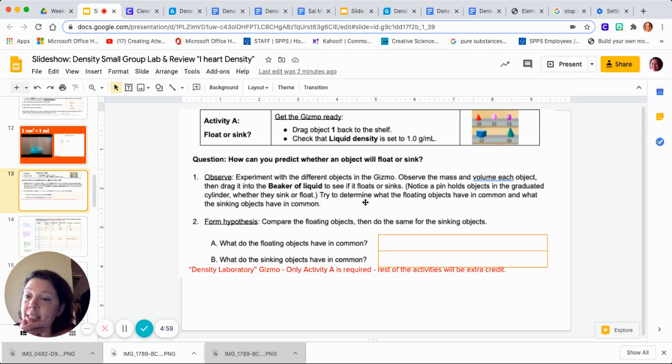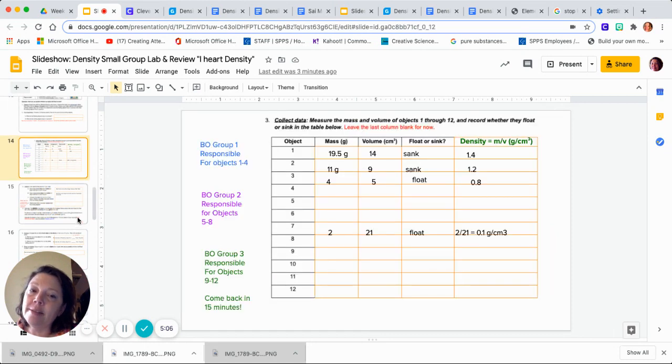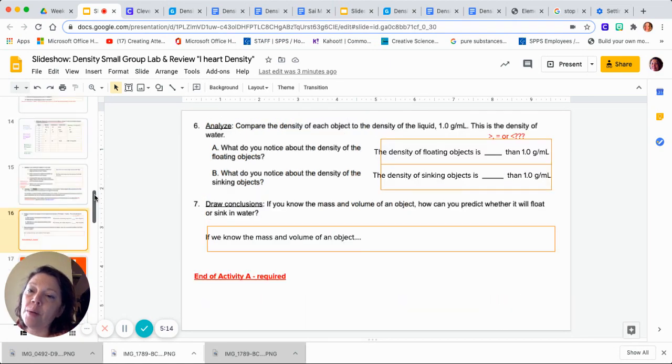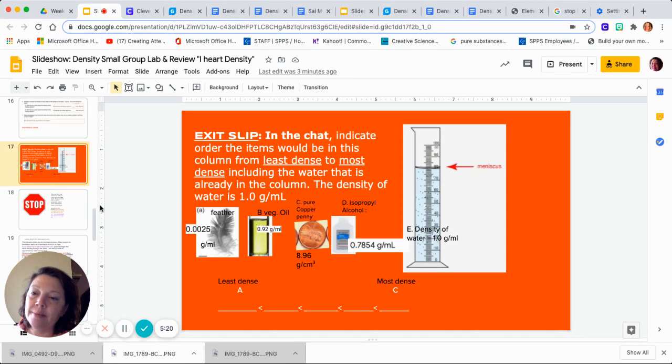Here is the activity A. Activity A is the one that's required. All right, activity A. We are going to go ahead and test these things out and fill out the table together. Then you can go back through and answer these questions and submit it. And if you can answer this exit ticket, then you are doing pretty well and you're on your way to understanding density.